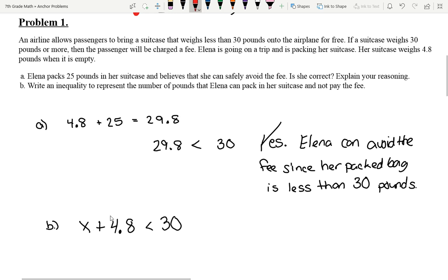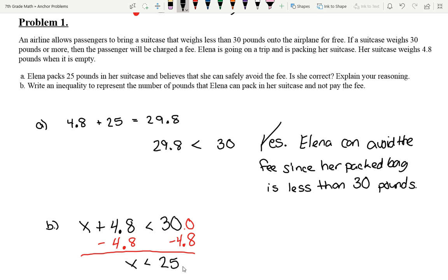Now, just like equations, we can use inverse opposite operations. We can subtract 4 8/10 from both sides of this inequality here. And as we solve this, we're going to get x is less than 25 2/10. So as long as what she packs is less than 25 2/10, then her 4 8/10 pound suitcase will be under the 30 pounds.